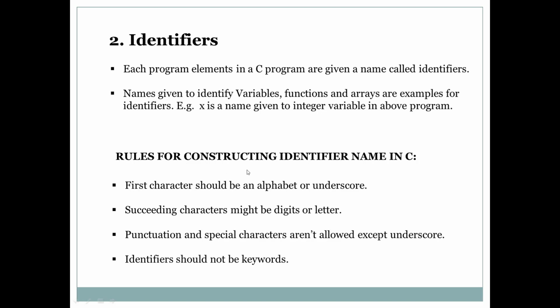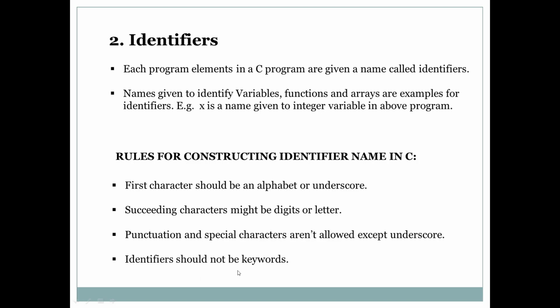Rules for constructing an identifier. Now, if we are constructing an identifier, we are required to follow some rules. There are 4 rules. The first rule is that the first character of the identifier should be an alphabet or underscore. The second rule is that succeeding characters of the identifier might be digits or letters. It can be underscore too. Punctuation and special characters aren't allowed except underscore. So the underscore is the only special character that can be used while defining the name for the identifier.